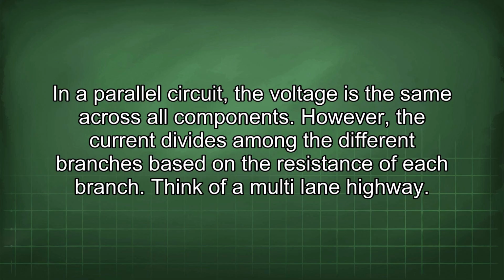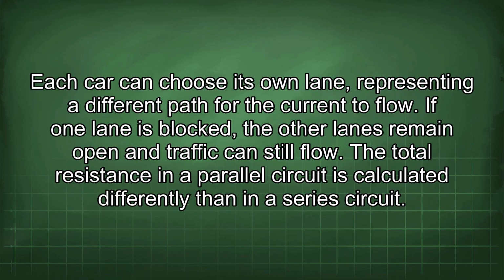Think of a multi-lane highway. Each car can choose its own lane, representing a different path for the current to flow. If one lane is blocked, the other lanes remain open and traffic can still flow.